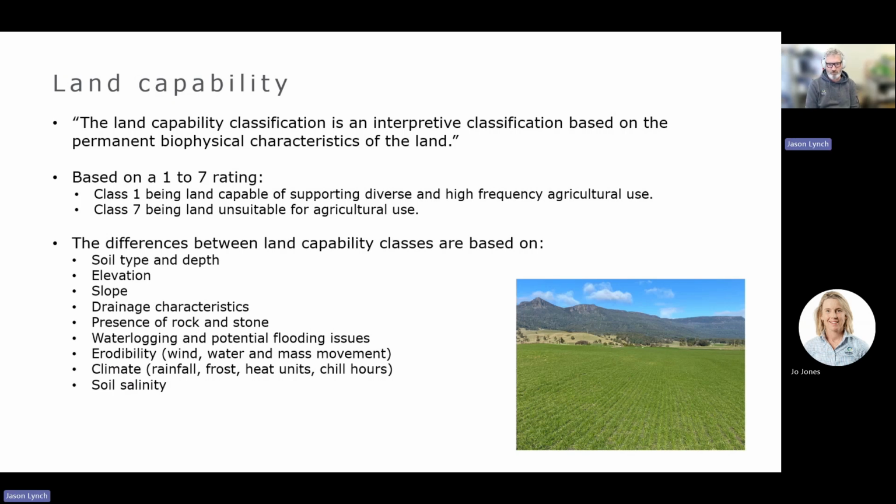The differences between land capability classes, as I said, it's interpreting these permanent physical characteristics: soil type and depth, elevation, slope, drainage characteristics, the presence of rock and stone, waterlogging, the potential for flooding, how erodible the land is. So that's erosion due to wind movement, scouring, surface water movement, or mass movement, where we're talking about landslips. Climate, so rainfall, exposure to frost, heat unit accumulation and chill hours.